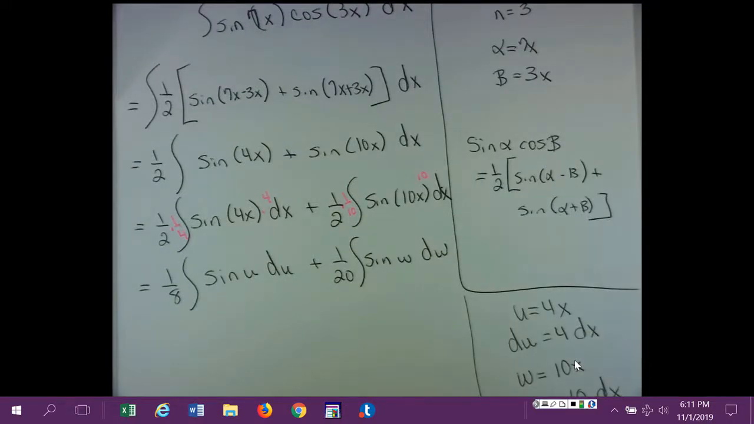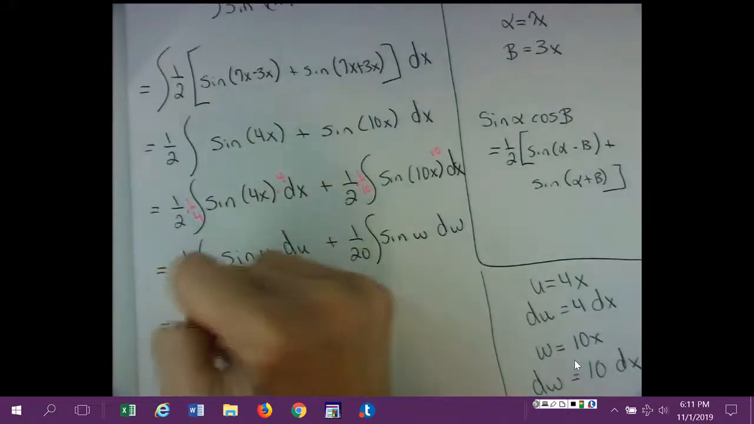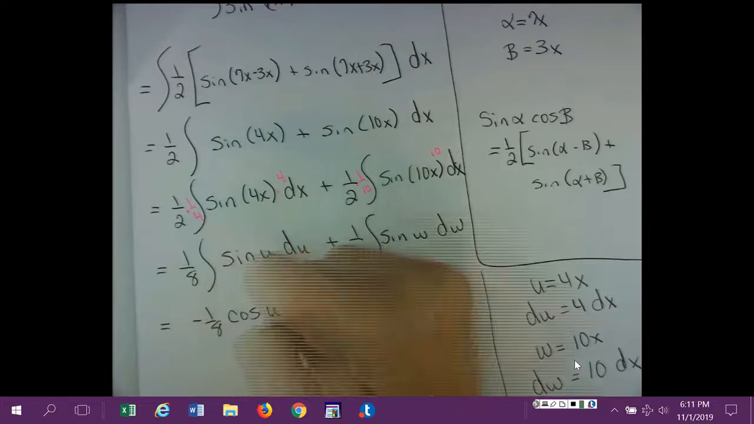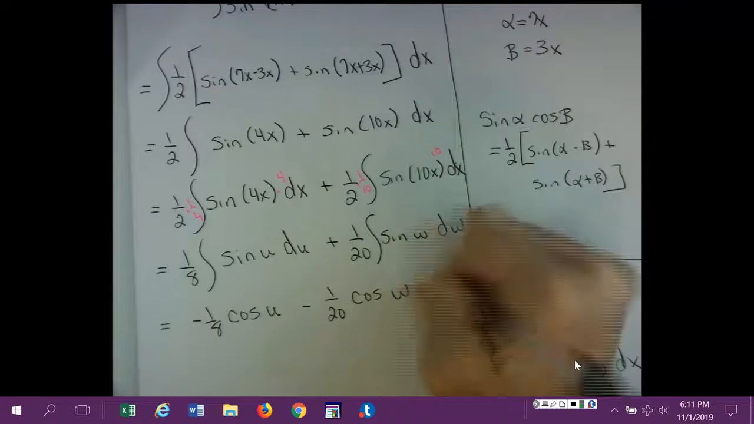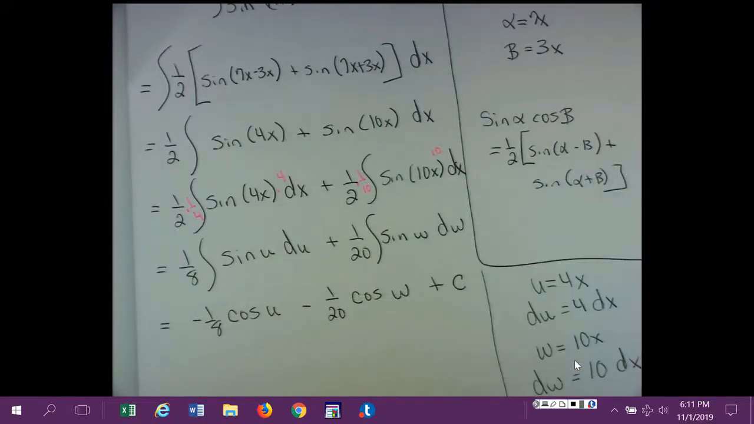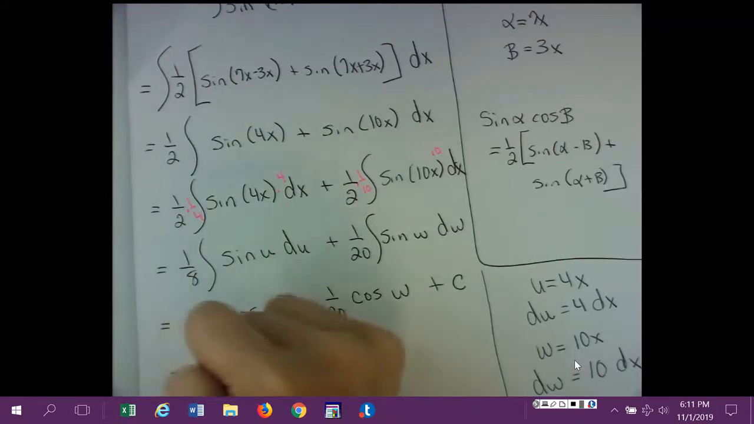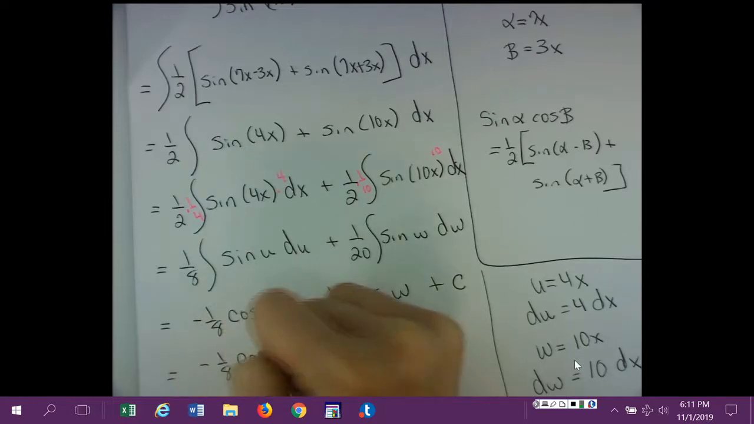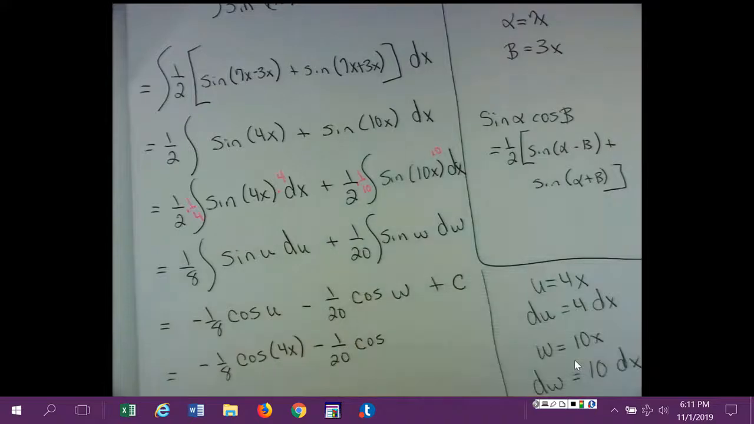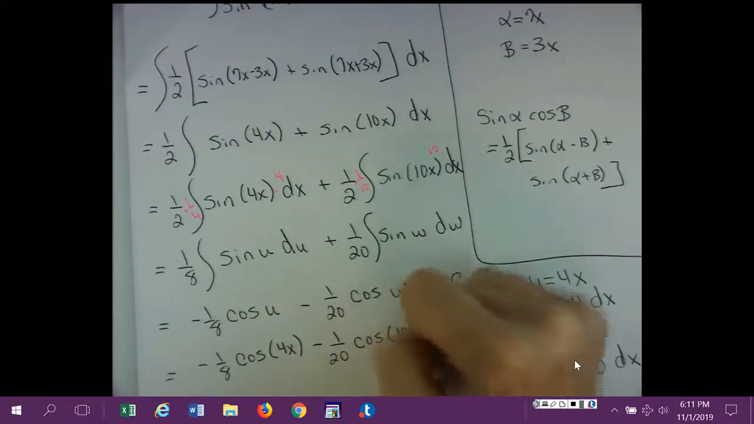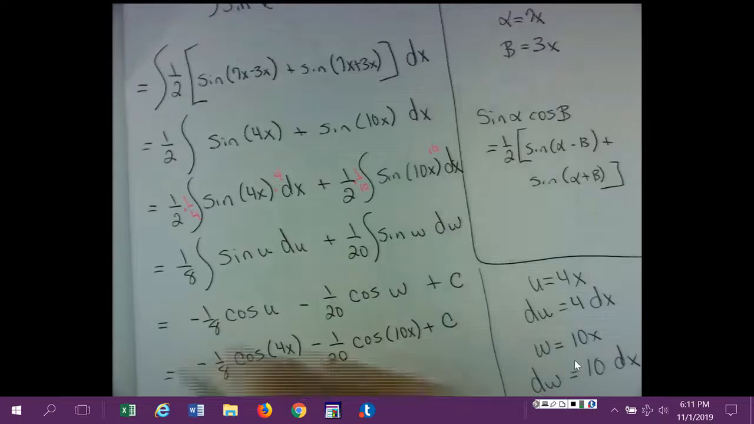The antiderivative of sine is negative cosine. Negative 1/8 cosine of u minus 1/20 cosine of w plus c. Then lastly, go back to x. U was 4x. So that's cosine of 4x, and w was 10x. And there's your final answer for this problem.